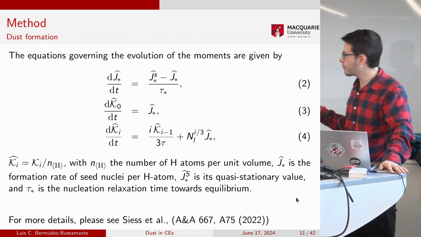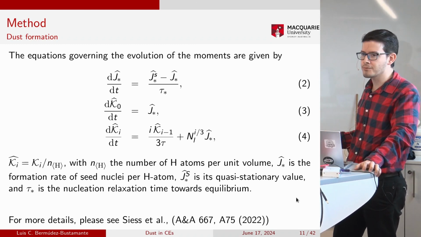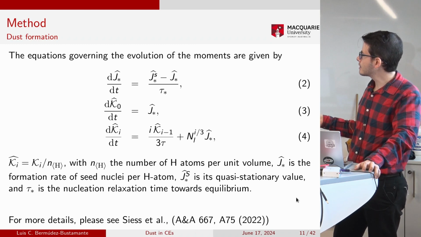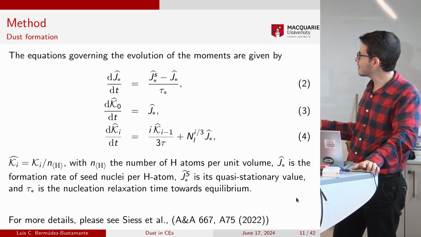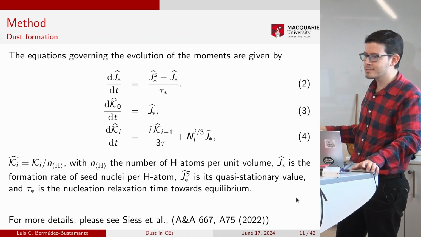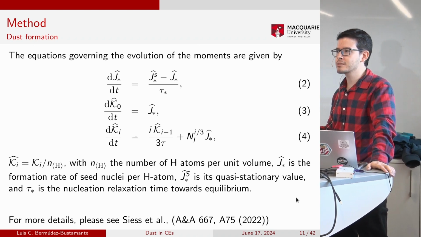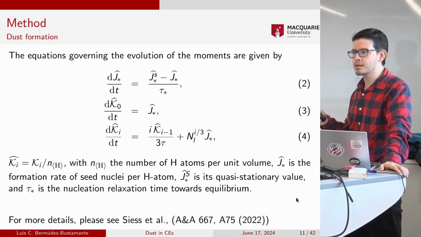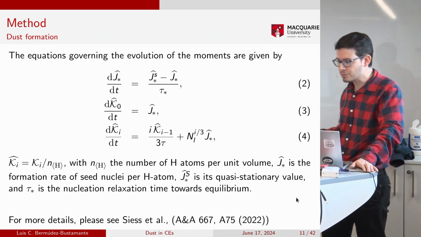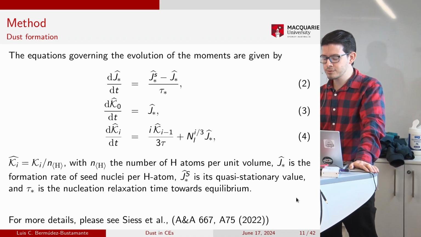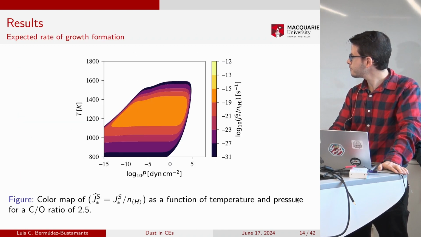How we evaluate the evolution of these moments is given by equations 2, 3, and 4. And the key point here is that in all of these equations, there is this variable J star that appears. But this J star is simply the formation rate. How many dust particles are formed per volume and per time. That is essentially this variable. So it's really important.